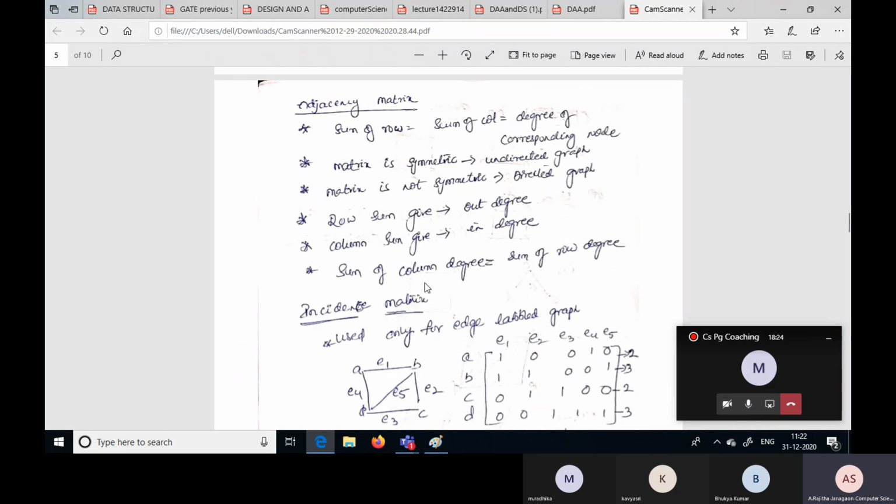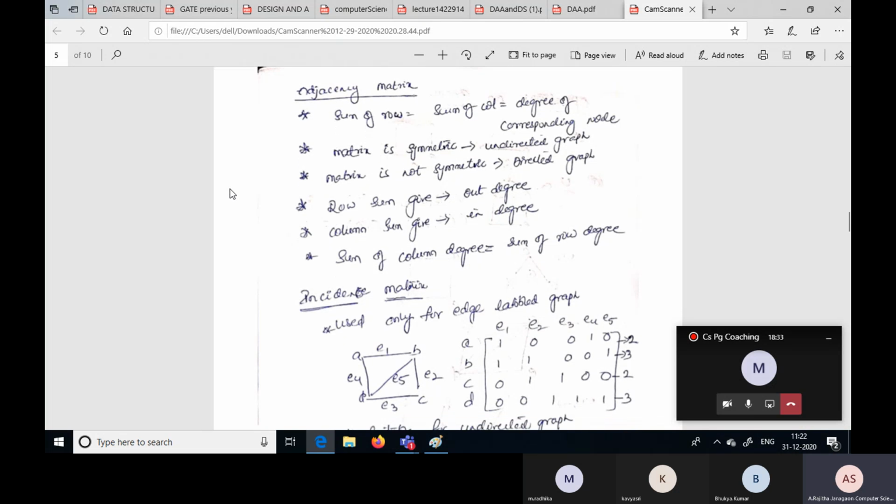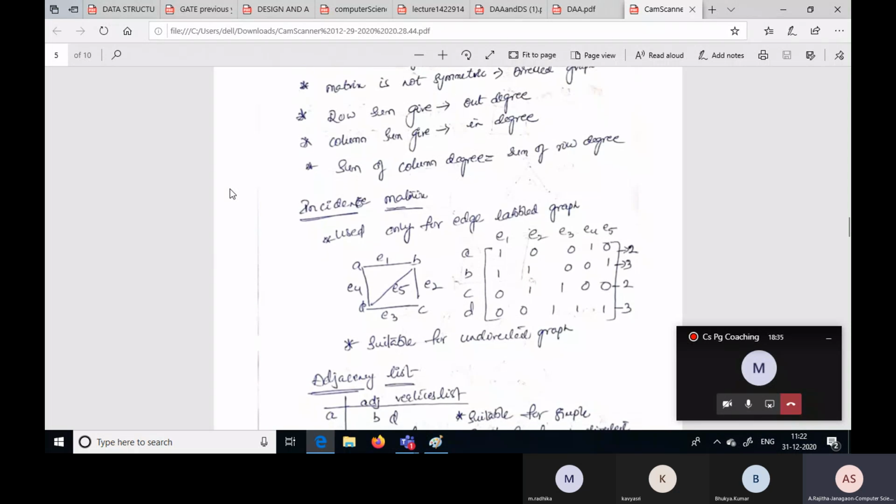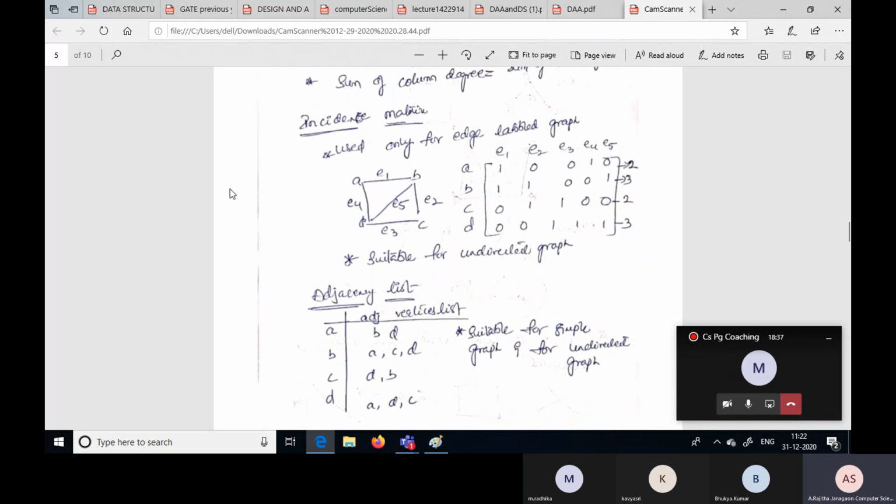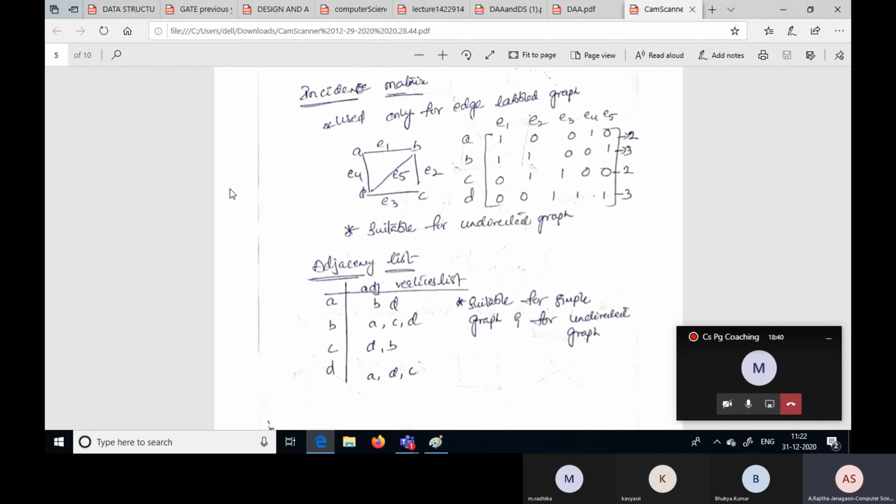So this is the concept of the adjacency matrix. One more new concept, that is the incidence matrix. This we have not discussed in the previous concepts. So what is the incidence matrix? It is used only for an edge labeled graph.